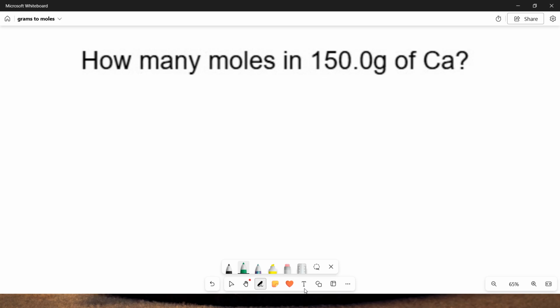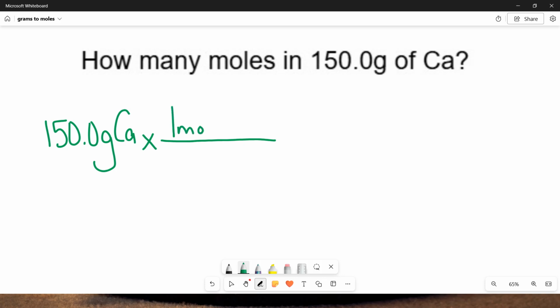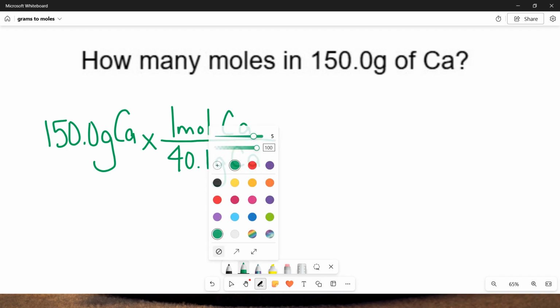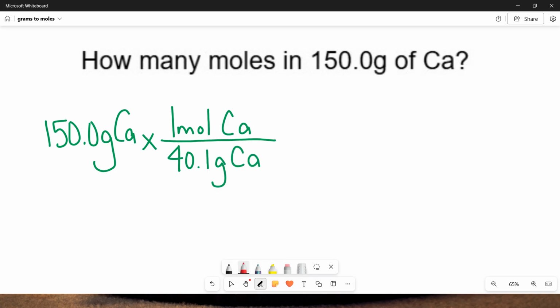So when you set the problems up, you are going to write your given, which is 150 grams, so include the unit and include the label, which is calcium. We are in Grahamtown, and we're going to multiply by the down relationship to get to Moleville. And that relationship is 1 mole of that calcium over its mass off the table, which happens to be 40.1 grams of calcium. I know I've set this problem up correctly because if you look at the setup, I have grams of calcium in the numerator at the beginning, and I've written grams of calcium in the denominator.